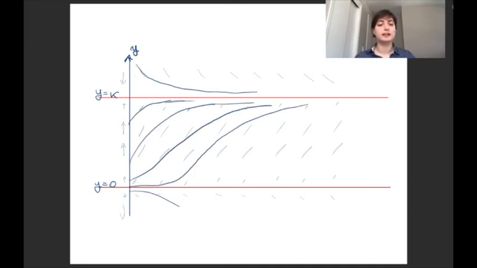So plotting in some solutions, what you see is that solutions that start over k decrease towards k. Solutions that start between k and 0 all have roughly an S shape towards k, and they all squeeze in towards k. And solutions that start under 0 go away to minus infinity.